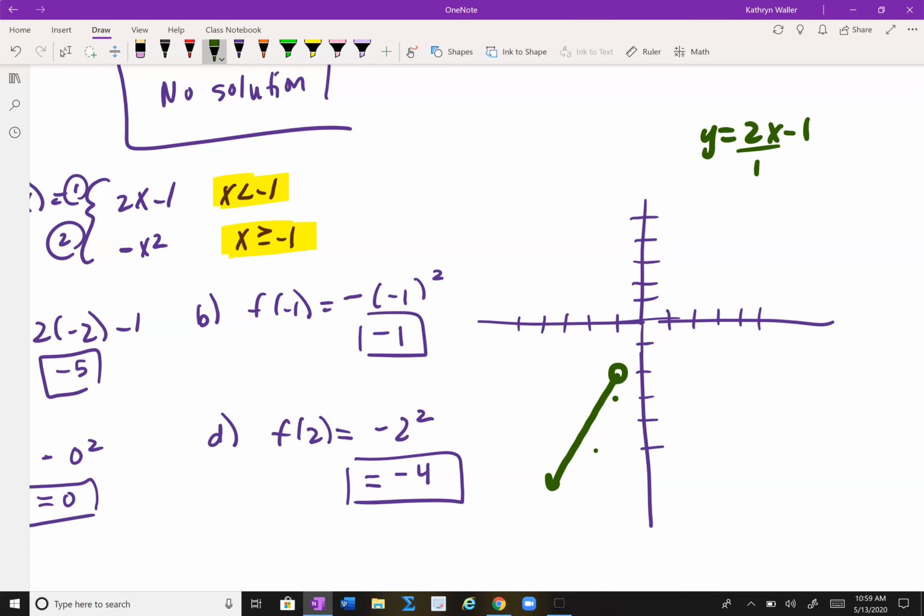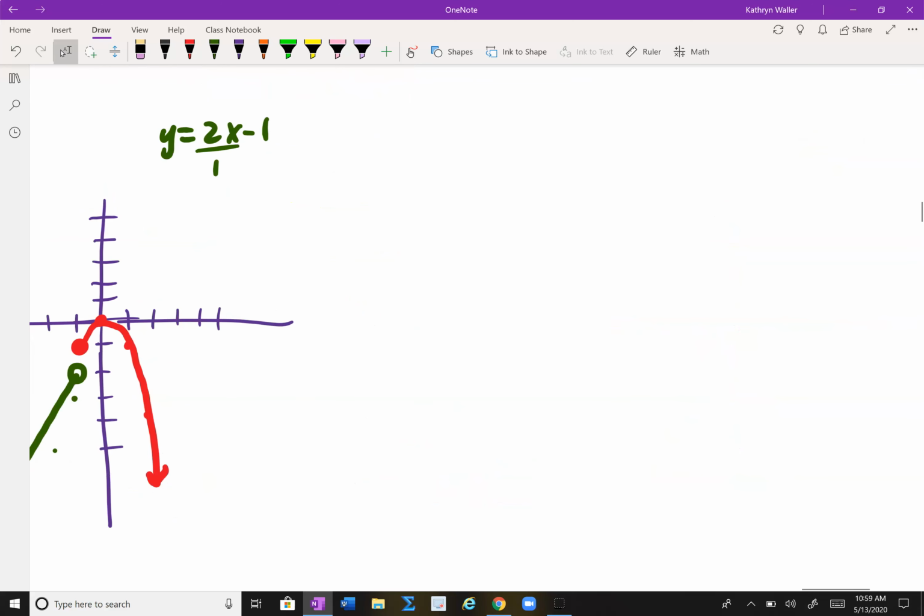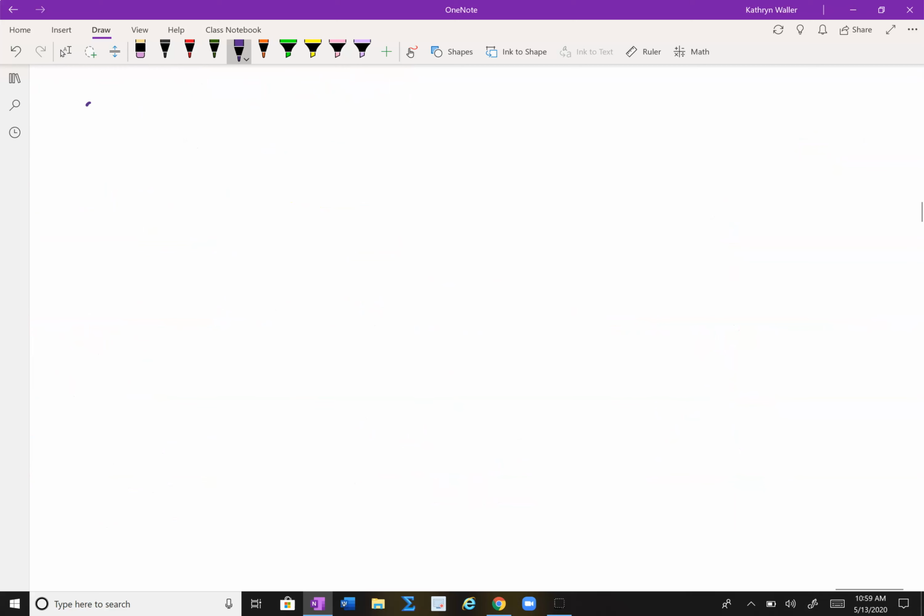Okay. -x squared is just a parabola that opens down. So I'll graph this in red, pencil at the origin, right 1 down 1, left 1 down 1, right 2 down 4, left 2 down 4, curves like that. I do have an equal sign, so that circle's going to be closed. Okay, all right, that was number 5. Here's number 6.